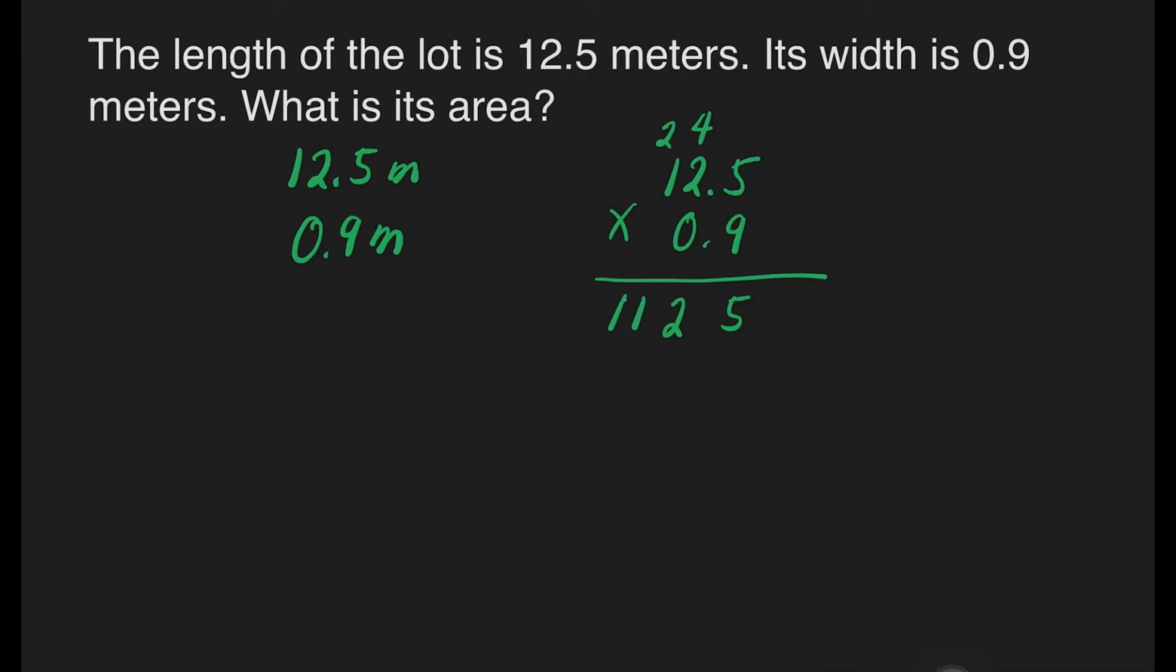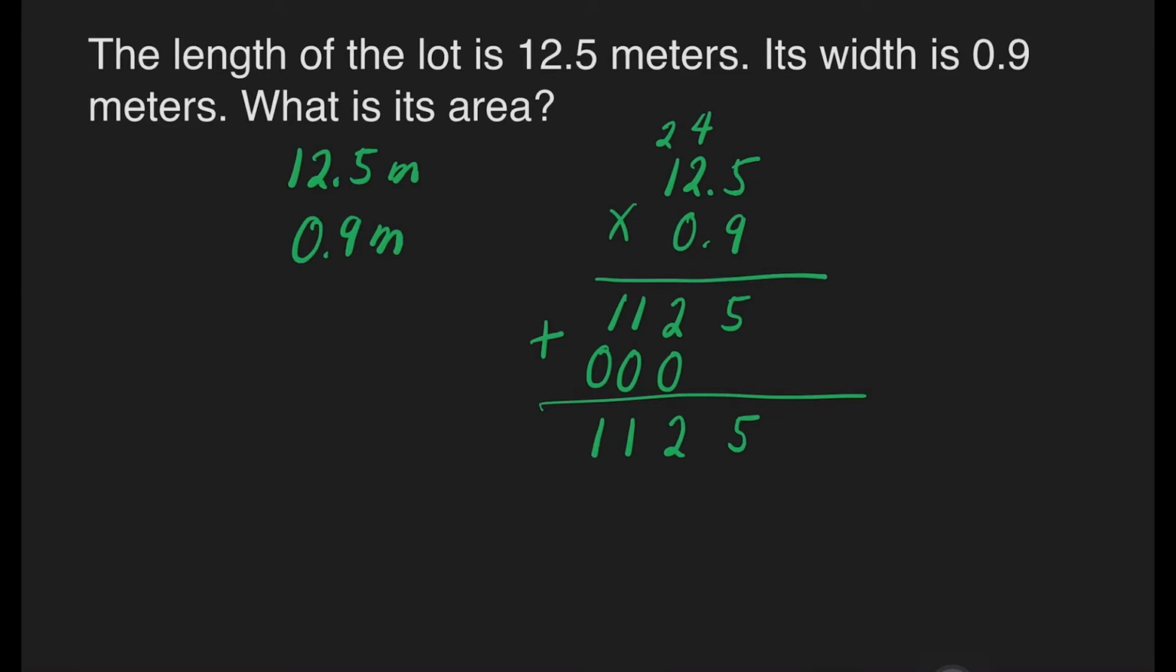Now, let's multiply. 0 times 5 is 0. 0 times 2 is 0, and 0 times 1 is 0. Okay, we will add our partial products. 5, bring down 5, 2 plus 0 is 2, 1 plus 0 is 1, and 1 plus 0 is 1.